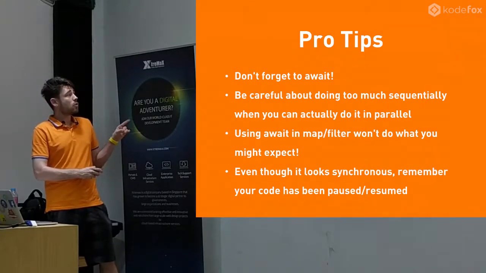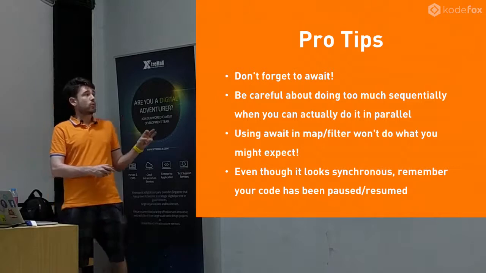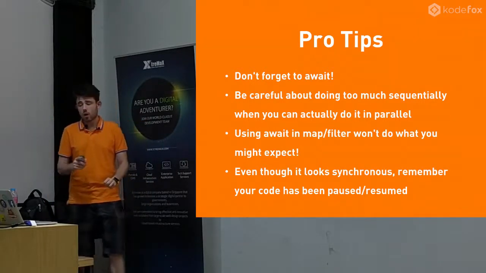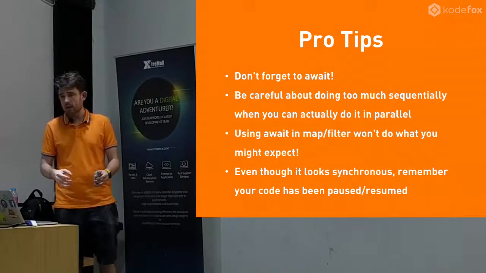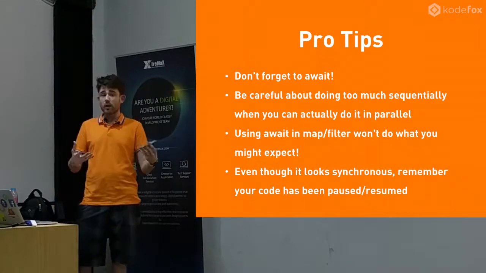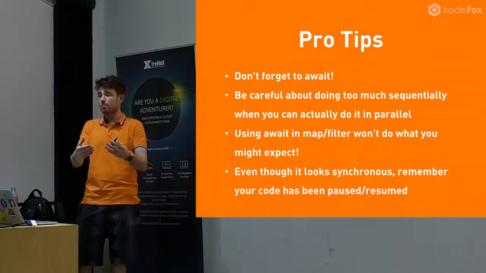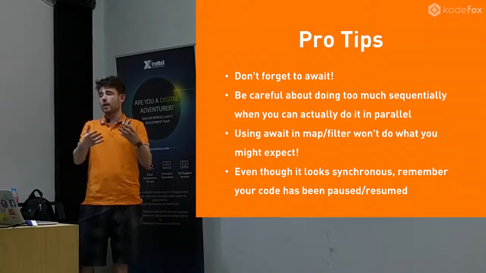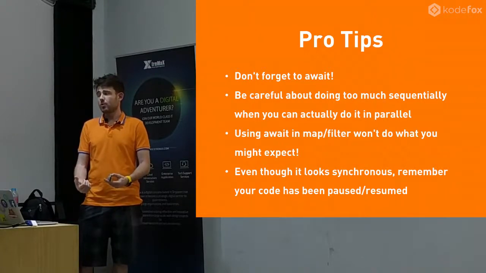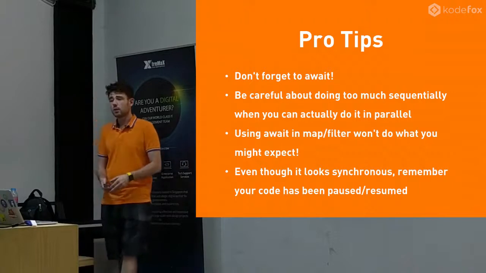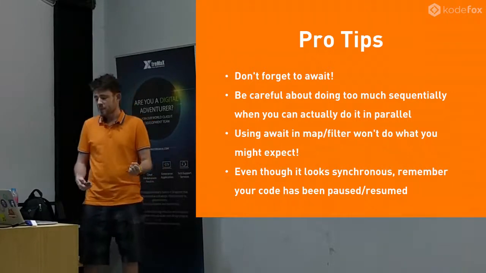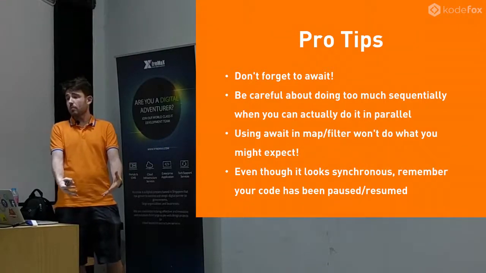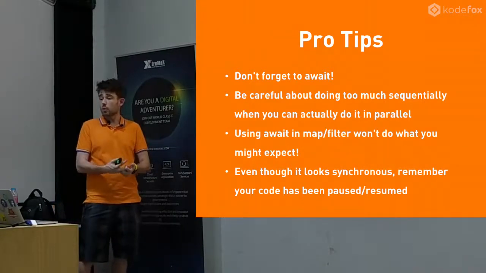The other thing is that using await in a map or filter function probably doesn't do what you expect. I should show you an example of that. The idea is that a filter function, array.filter, should take a function that returns a Boolean. But if you pass an async function, it's going to return a promise, so it's probably not going to do what you think it does. You just have to remember that. Map is fine to use, but just remember that if you pass an async function into map, you're going to get an array of promises, which might be what you want.